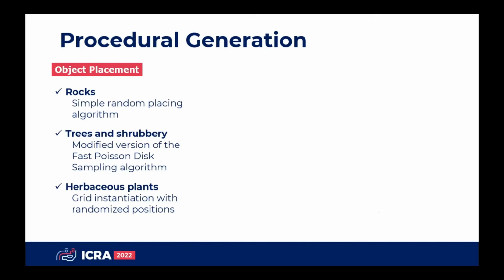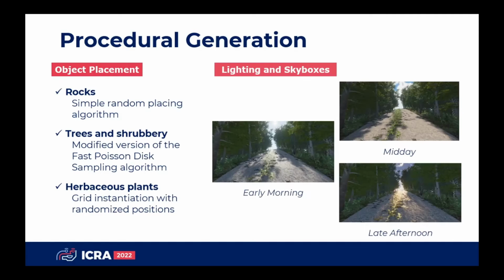So in terms of the object placement, we start with the terrain. We can put the trails on top of the terrain. Then we start by placing rocks, trees, and shrubbery, and then herbaceous plants. And on top of that, using the tools we have available.